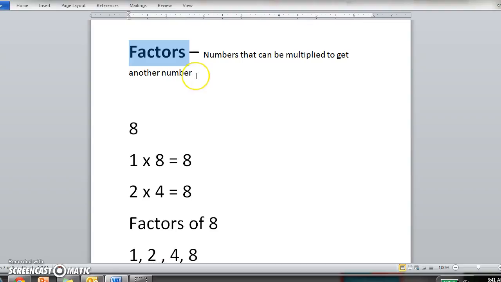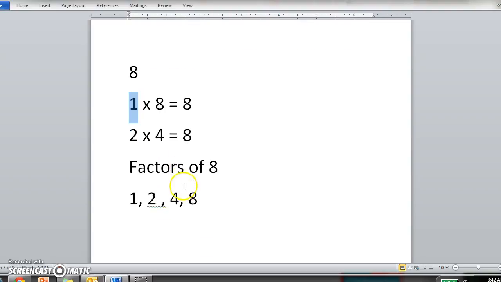Factors are numbers that can be multiplied together to get another number. So 8, what numbers can be multiplied to get 8? 1 times 8 equals 8. 2 times 4 equals 8. So factors of 8 are 1, 2, 4, and 8.